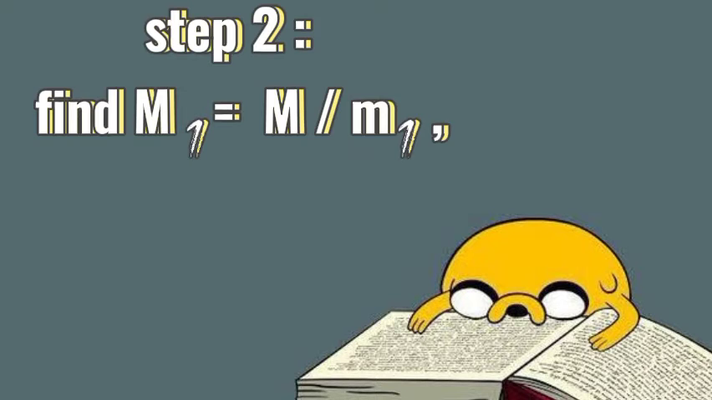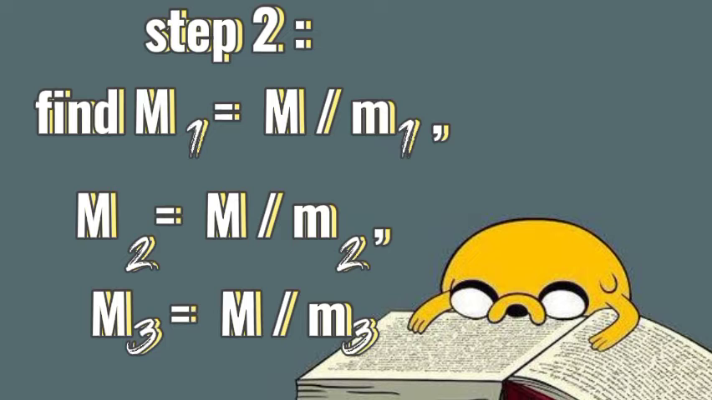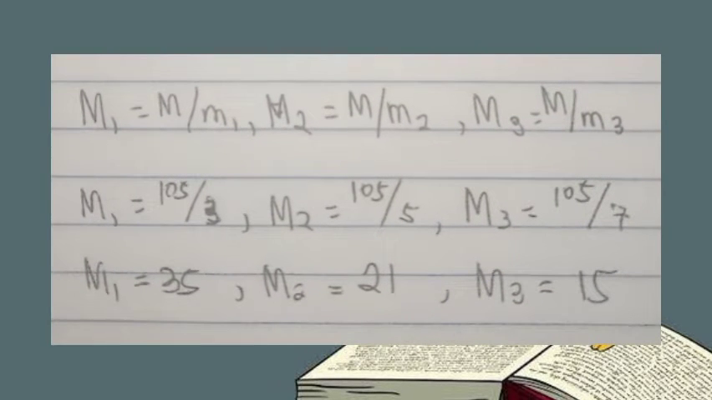Step 2. Find M sub 1 equals M over m sub 1, M sub 2 equals M over m sub 2, and M sub 3 equals M over m sub 3. To get the answer, just substitute the value of M divided by the value of each modulus.